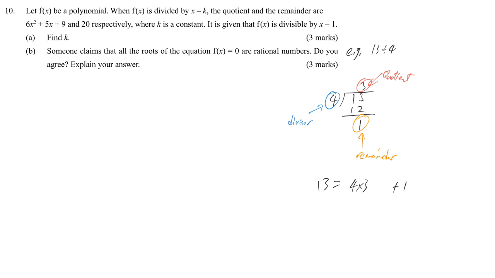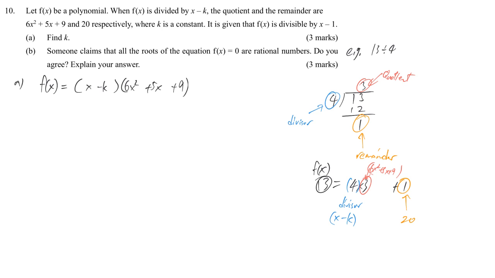Now, the divisor, they say that it is x minus k. And then the quotient, they say it is a little bit long, 6x squared plus 5x plus 9. And the remainder is 20. We are going to build up the original function, f(x). Therefore, by using the information, f(x) is equal to the divisor, x minus k, times the quotient, 6x squared plus 5x plus 9, and then plus the remainder independently. The divisible part and the non-divisible part.